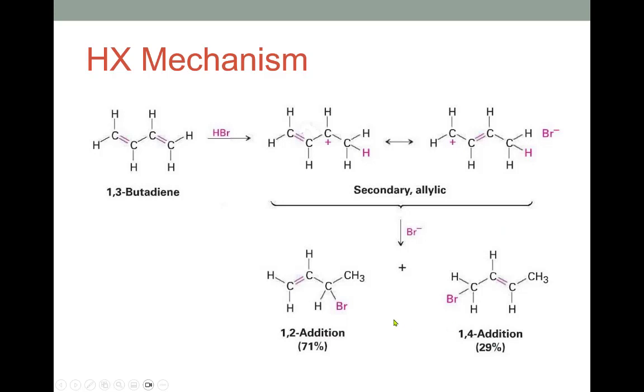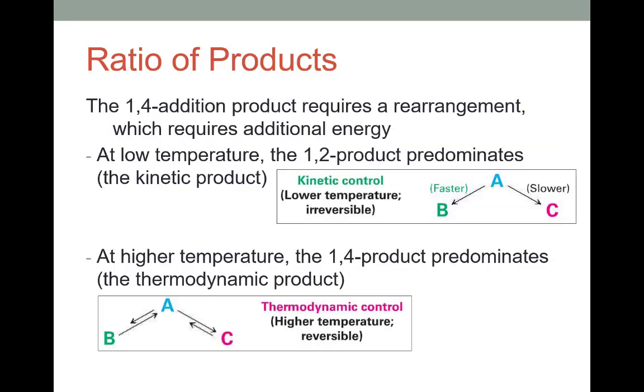And it turns out that we can tweak this. So by controlling the reaction conditions, we can bias whether we favor the 1,2 addition product or the 1,4 addition product. And it turns out that that really comes down to temperature. Because the 1,4 addition product required a rearrangement, that rearrangement requires additional energy. And we can read out energy as temperature. So if we keep the material at low temperature, the 1,2 product predominates. It's faster, it doesn't require that intermediate step, and so we get more of the reaction going in the 1,2 direction at low temperature. This is the so-called kinetic product.